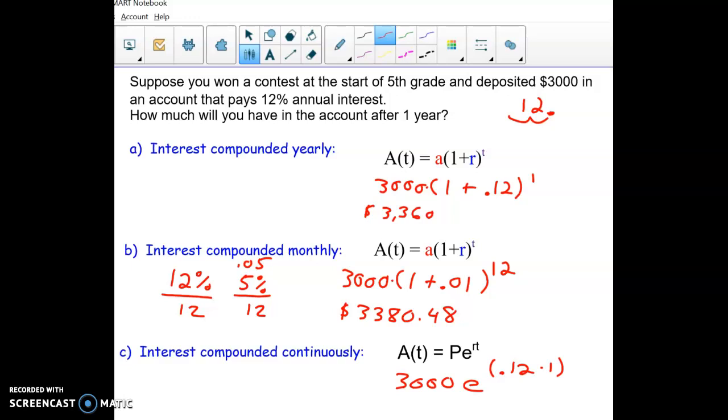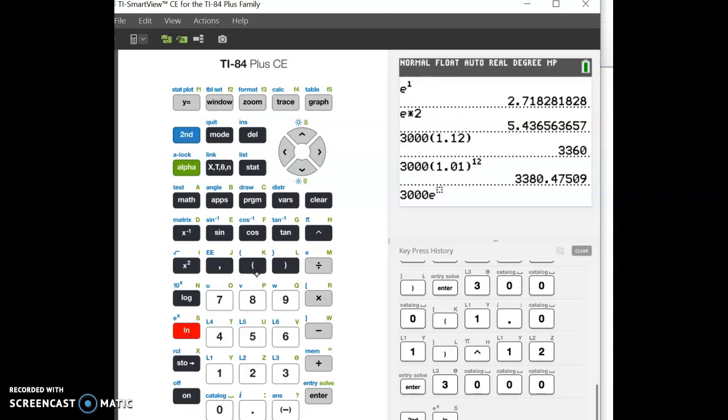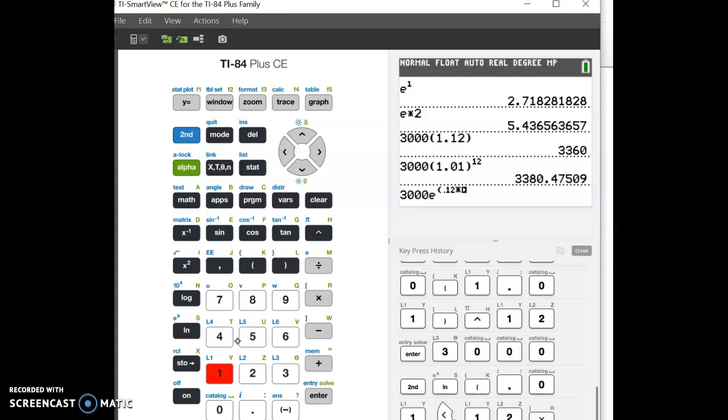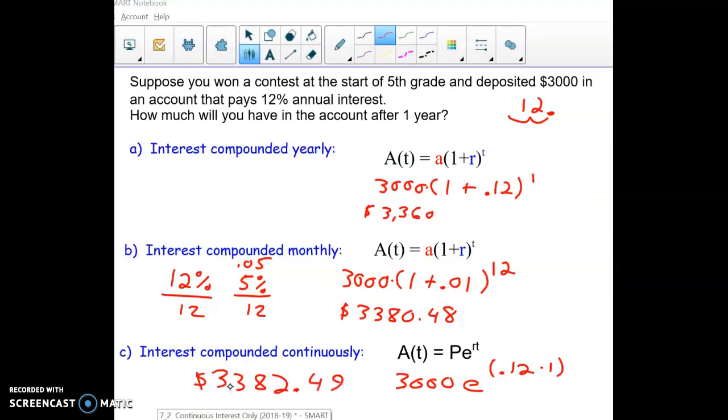Okay, if we type that in, we will see that we actually get something better than the other two. Not by a lot, but at least a little bit better. So we do 3,000, second the e to the x key here, all right, and then the rate, so 12%, times 1 year, close the parenthesis, and you can see it's only about $2 better. So not a ton better, but at least a little bit. So long story short, if you have the option, you always want to compound it more frequently, right? If you can get continuous, that'd be the best of all.